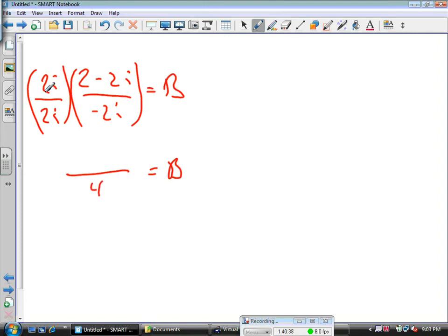What's the top? 2i times 2 is 4i. 2i times negative 2i is negative 4i squared. Again, i squared is negative 1, so that's a negative 4 times a negative 1, which is 4. So 4 plus 4i over 4. What happens to all the 4s? So you get 1 plus i for B?